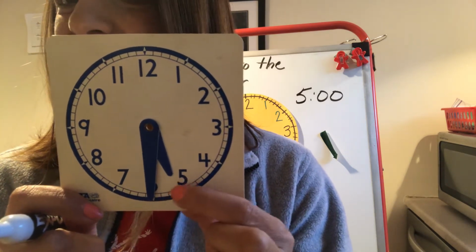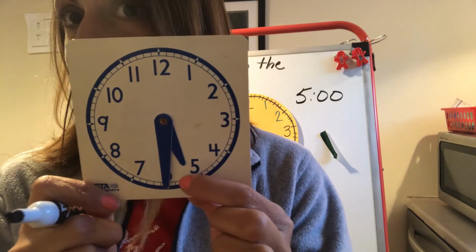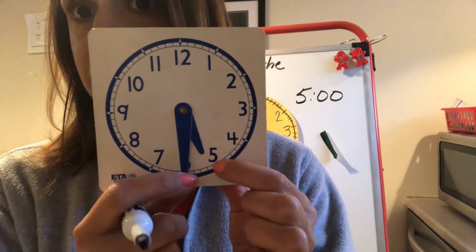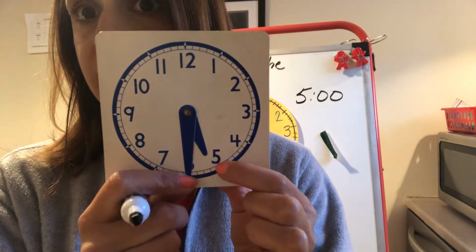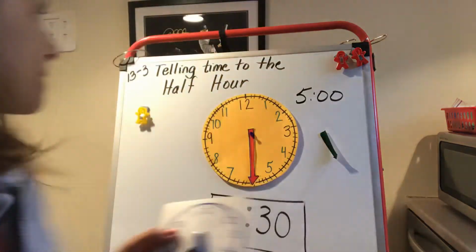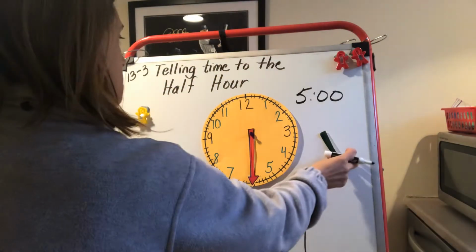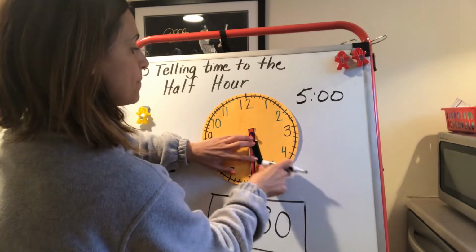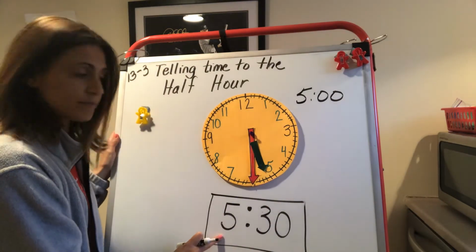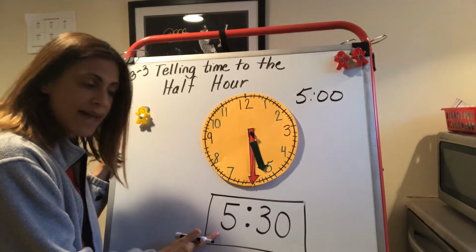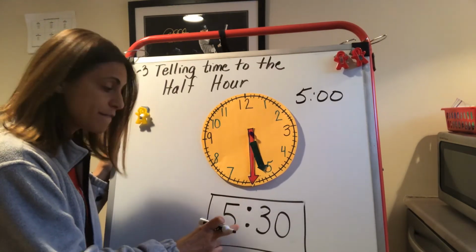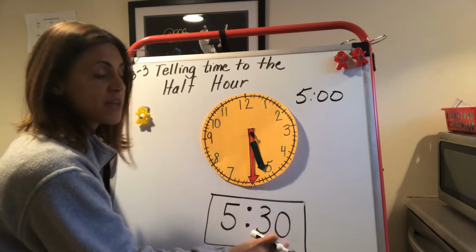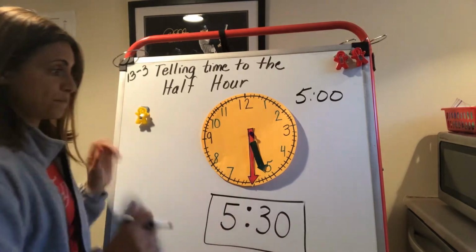Is it on the 6 yet? Not quite. So the hour must be 5. The minute is 30. 5:30. So on the clock, you would show the hour hand between the 5 and the 6, because it's not quite 6 o'clock yet. The hour is still in the 5, but the minute hand moved to the 6 to make it 30. 5:30.